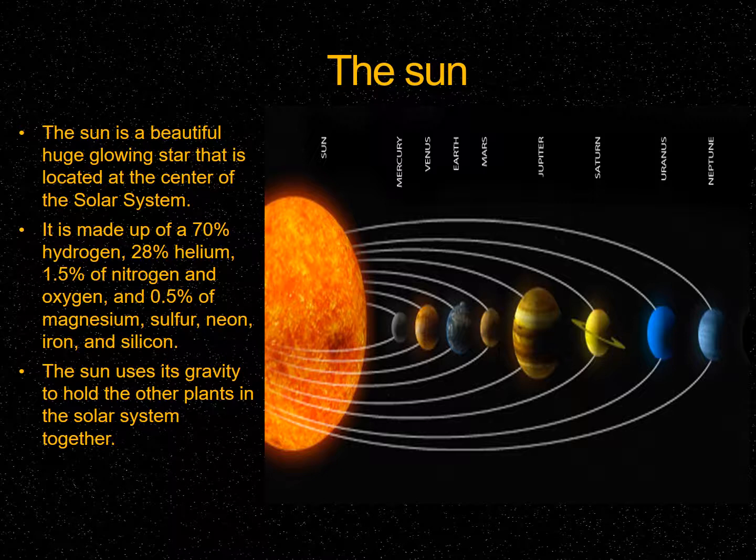The sun is made up of about 70% hydrogen, 28% helium, 1.5% nitrogen and oxygen, 0.5% magnesium, sulfur, neon, iron, and silicon. The sun uses its gravity to hold the other planets in the solar system together. This gravity keeps particles, debris, and other planets in their orbit. So, in other words, it keeps everything basically in their place. It helps everybody and all the planets stay in their lane.